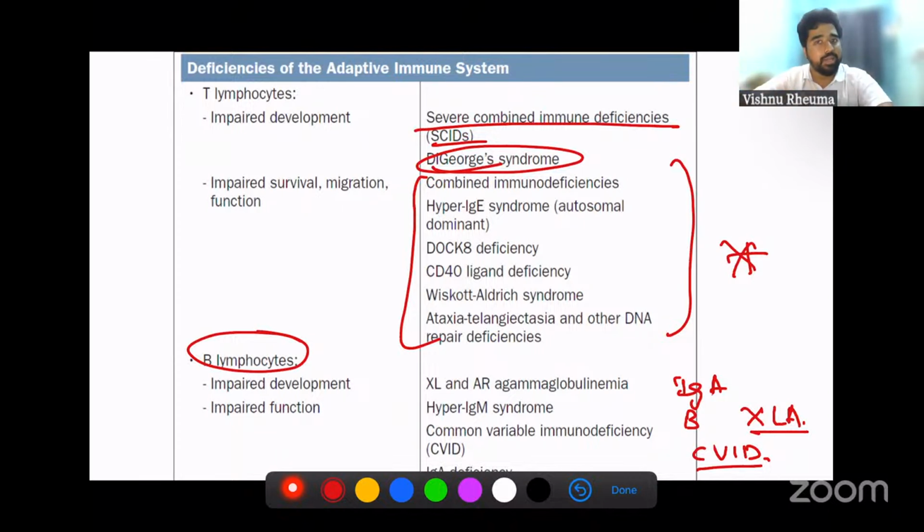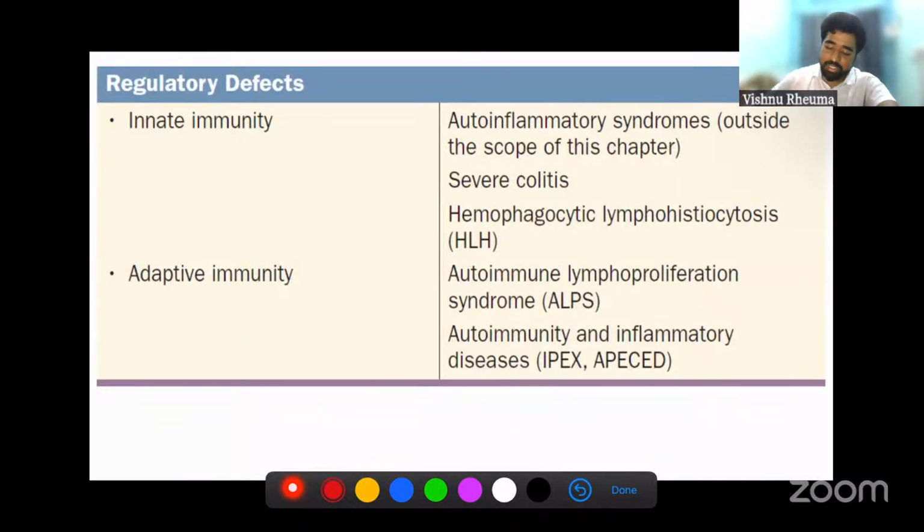You can go through our PID video that is there, that is very well summarized. It's just a 1.5 hour video where we have summary points of each PID. If you can see that and come back here, it'll be very much easier to understand. Right, so this is about innate immunity.